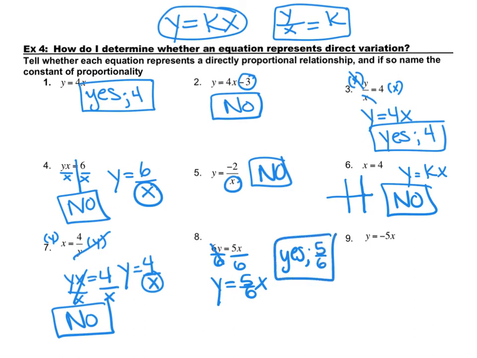And our last example, yes, this is in that form. It doesn't matter if it's negative or positive. It is in that form. So yes, this is direct variation, and my constant rate of change is 5. So in this lesson, we took a look at how to determine if graphs, equations, and relationships are direct variation.